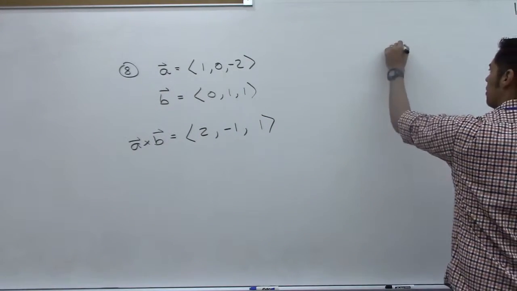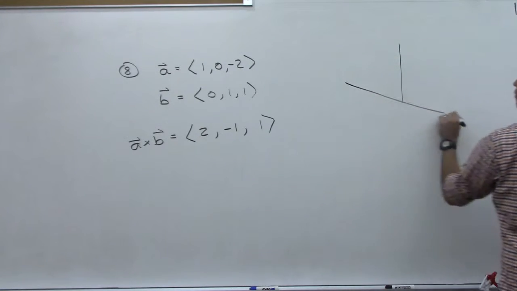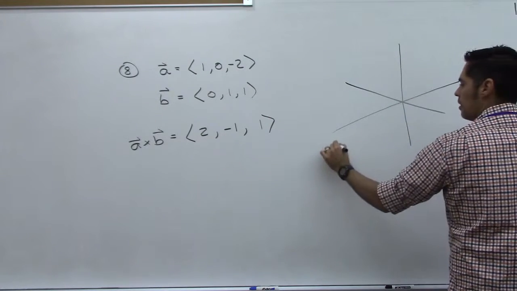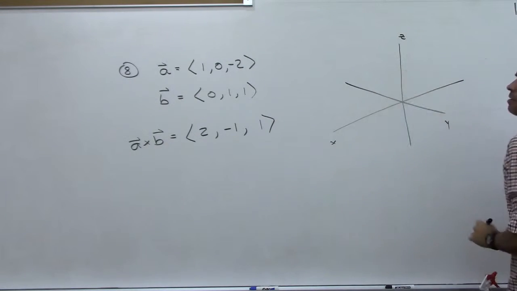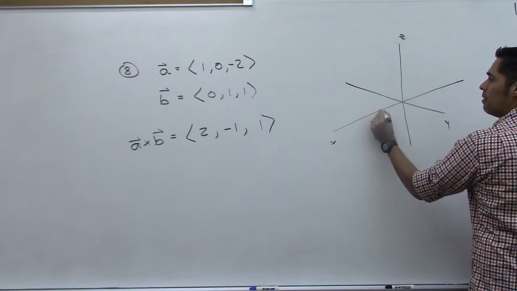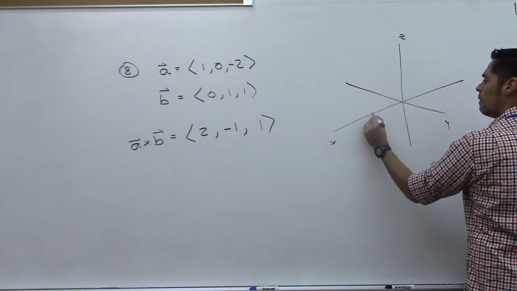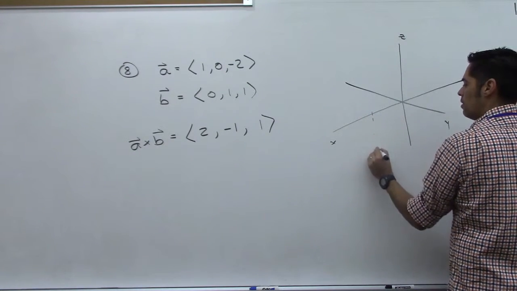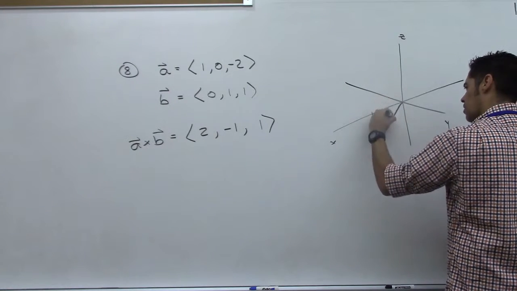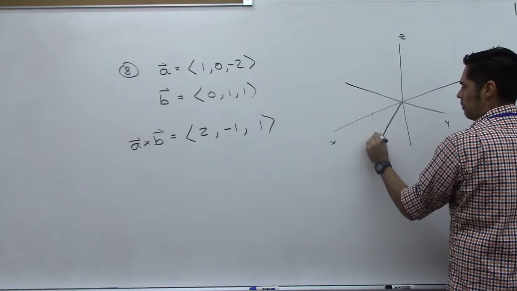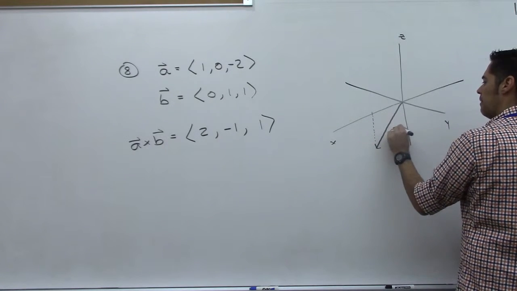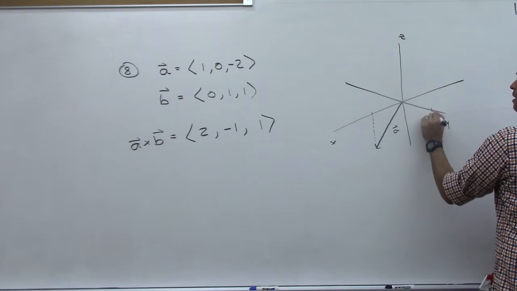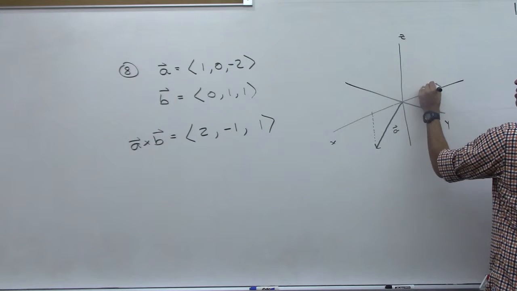And now I want to sketch these. Okay, this is X, Y, Z. So let me sketch A. I'm going to go out on the X, 1, nowhere on the Y, and then down 2, 1, 0, negative 2. So from the origin down to here, that's vector A. Vector B is 0, 1, which moves me here, and then up 1, which puts me about here.